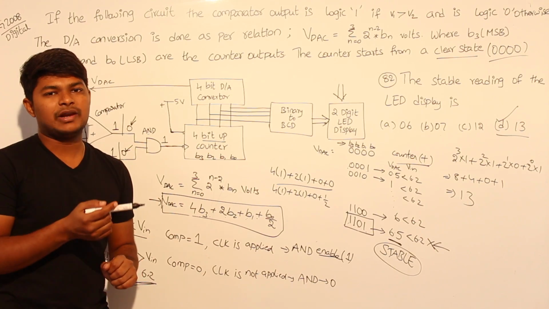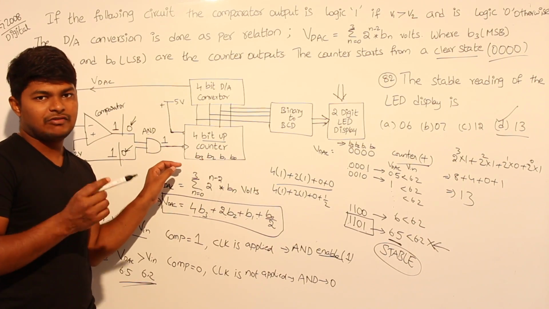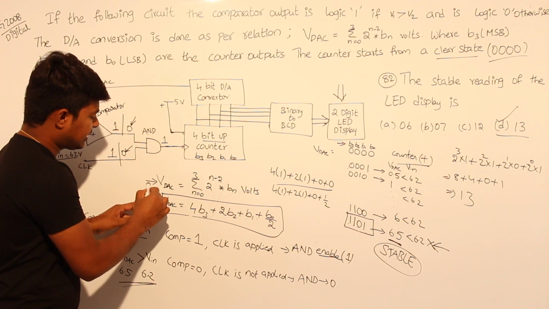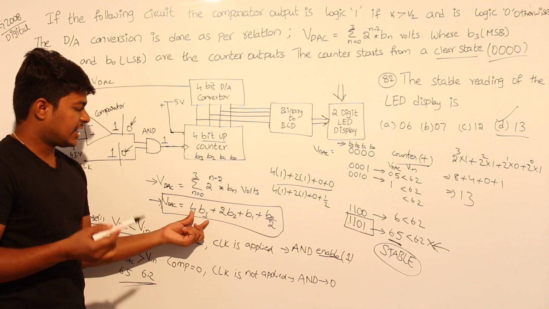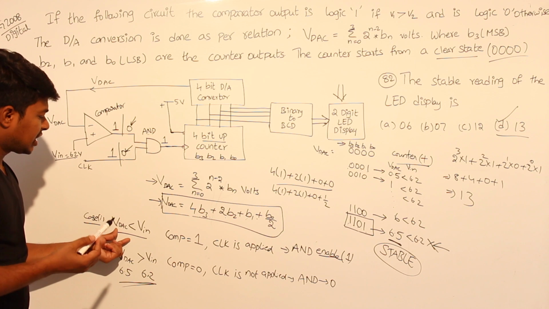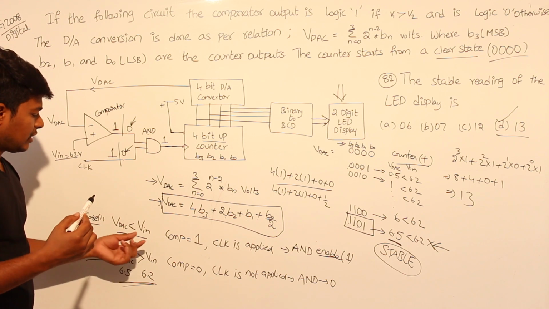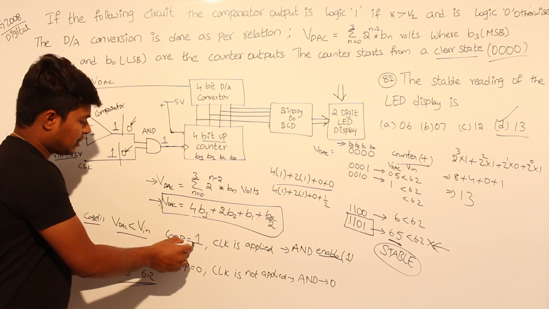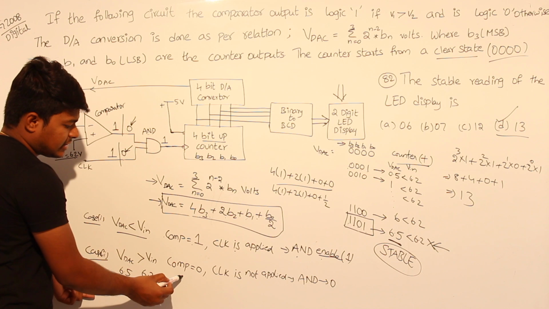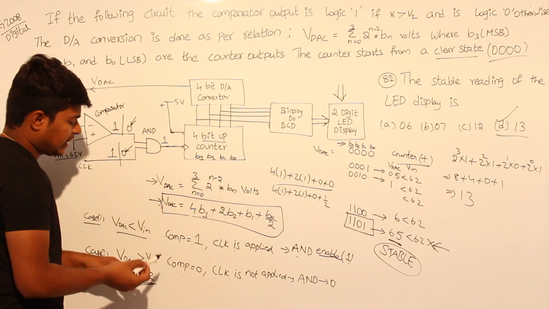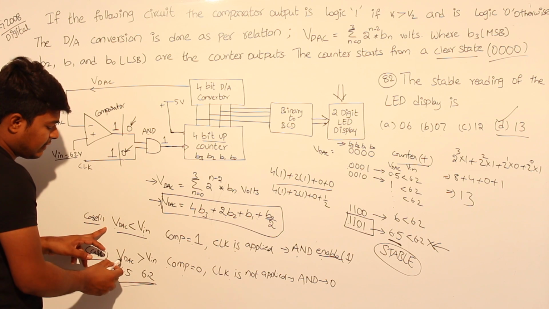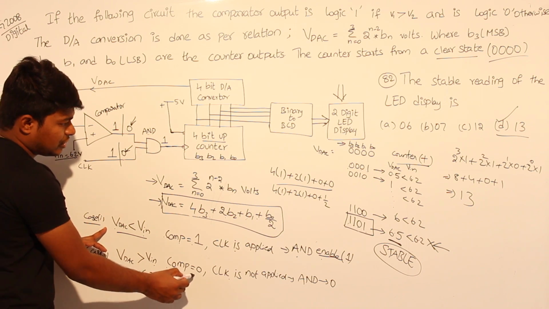This might look complex, but if you revise once again, it will be very easy. There are only 4 important steps here. The first step is you need to take this equation and expand it. Expanding the summation is not a big deal. In the second step, based on the given conditions, you need to derive: whenever the comparator is equal to 1, the clock is applied and the AND gate is enabled, and whenever the comparator is 0, the clock is not applied. Whenever VDAC is less than Vin, the comparator is 1. Whenever VDAC is greater than Vin, the comparator is 0.